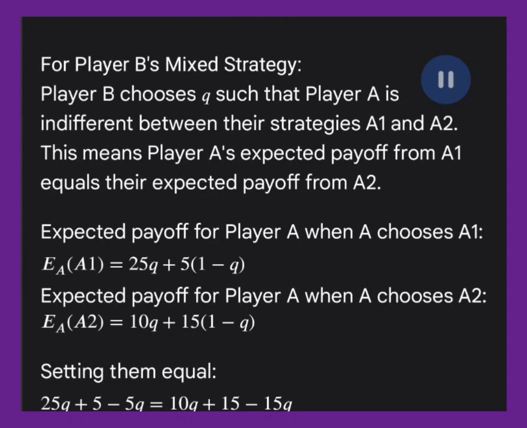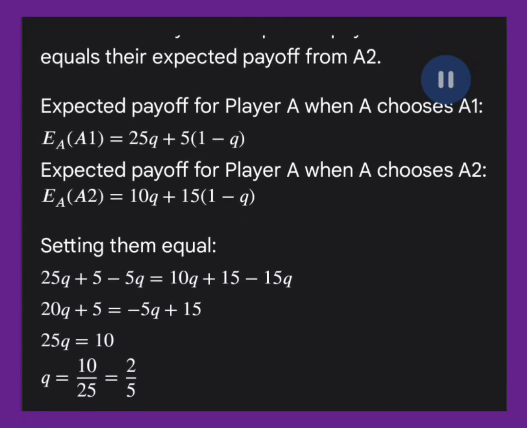For player B's mixed strategy, player B chooses Q such that player A is indifferent between their strategies A1 and A2. This means player A's expected payoff from A1 equals their expected payoff from A2. Expected payoff for player A when A chooses A1, EA of A1, equals 25Q plus 5(1-Q). Expected payoff for player A when A chooses A2, EA of A2, equals 10Q plus 15(1-Q). Setting them equal, 25Q plus 5 minus 5Q equals 10Q plus 15 minus 15Q.